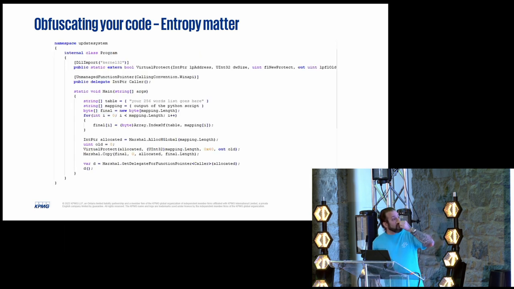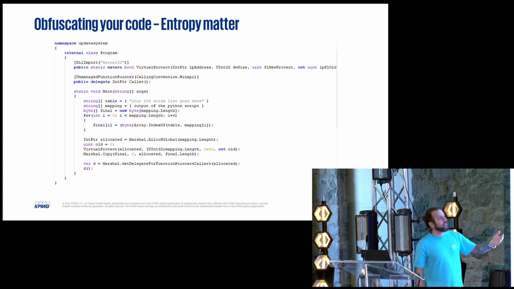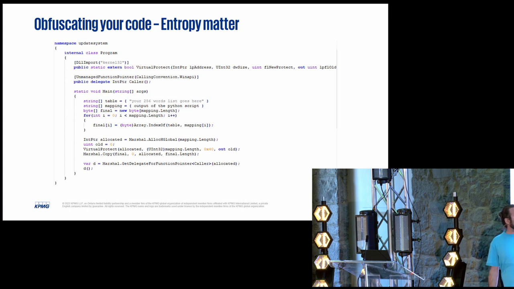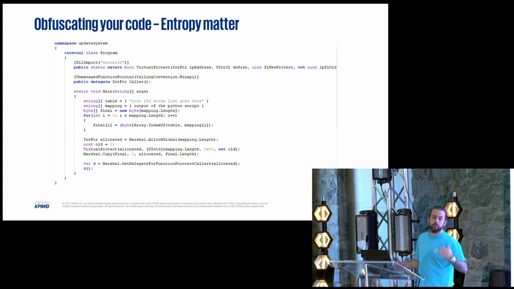So if you look at the final code, if you implement this in C#, this is pretty much what it's going to look like, right? Overall, nothing really fancy. You have your table, your mapping, and the loop here that actually just converts back the index into this byte array, which contains the final data. And then the typical memory allocation, VirtualProtect, Marshal.Copy, and just executing the function pointer that actually points to the shellcode. So this is pretty standard stuff.